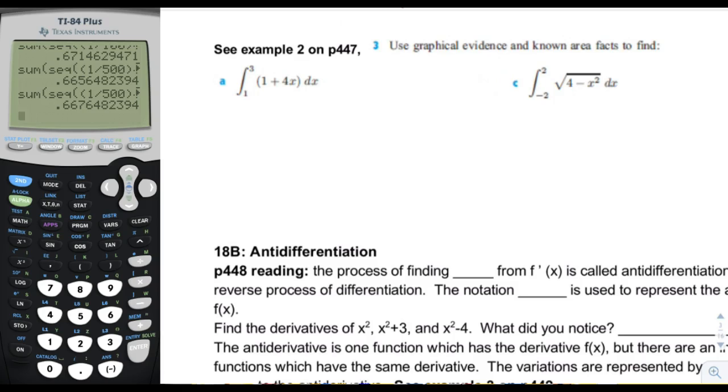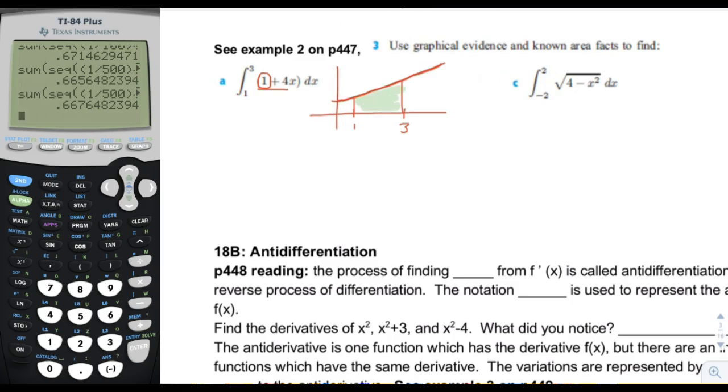This first one, it says to find the area between x equals 1 and x equals 3 under this line. The line intersects the y-axis at 1, and then it has a slope of 4, which is very steep, but I didn't leave enough room to draw it, so I'm not going to draw it that steep. And so basically it's this area here.